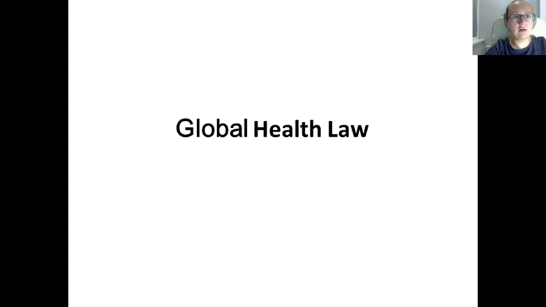Globalization has heightened the need for worldwide public health cooperation. The field of global health law and the contribution of international organizations to its development are also described. The growth and elaboration of the field of global health law in the last two decades is one of the most notable developments in global health policy.